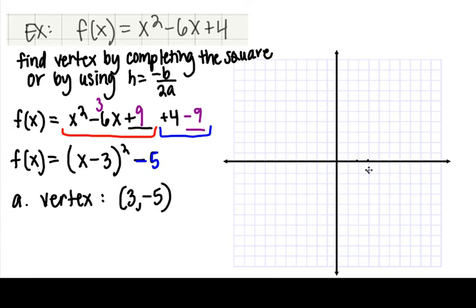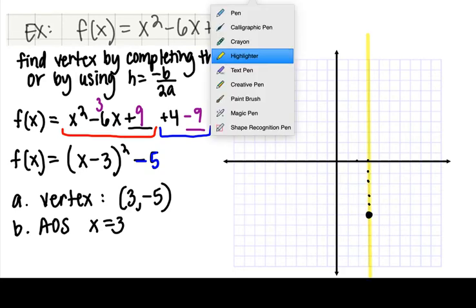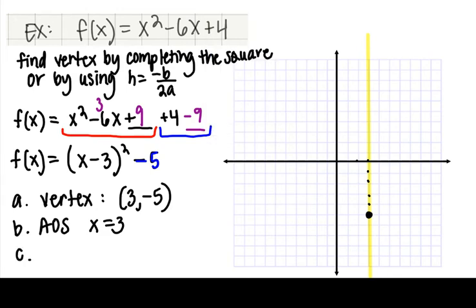Write 3 down 1, 2, 3, 4, 5. Our axis of symmetry is x equals 3. We'll take a highlighter and we will draw the axis of symmetry. A says whether or not you have a maximum or minimum. This opens up. Therefore, we have a minimum, and that minimum value comes from the y coordinate of your vertex, so that's negative 5.